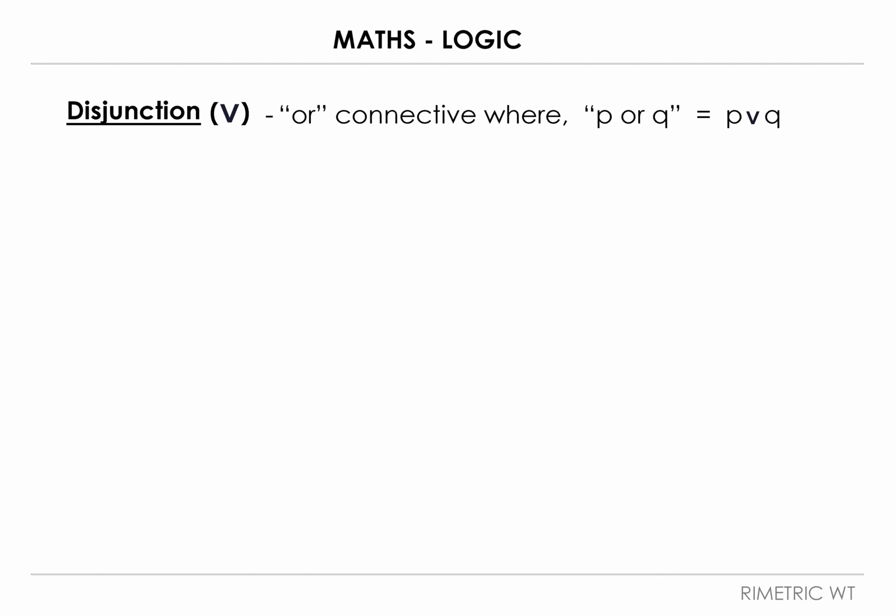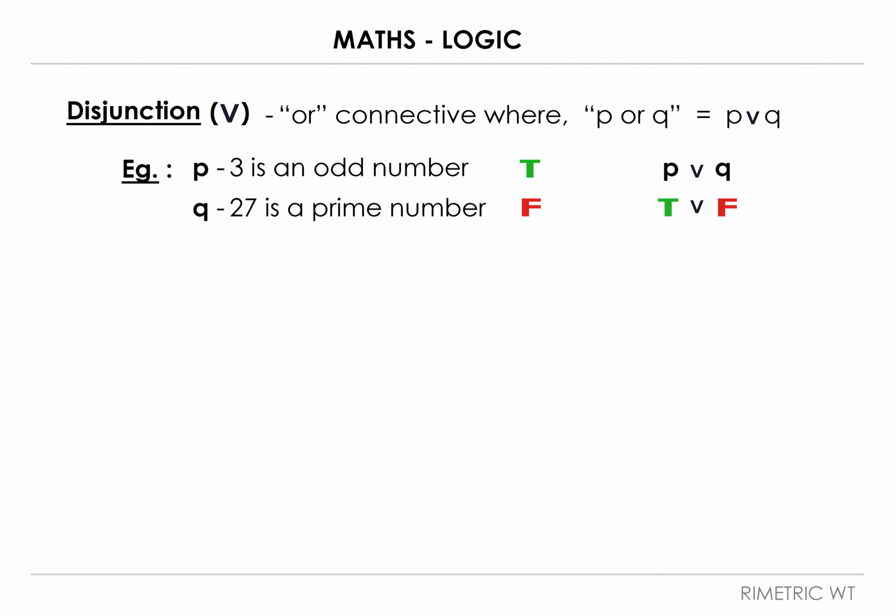This is a bit different from how we talk in real life. If someone says they will go to a football match or the cinema, they usually mean one or the other, where if one goes to one of the places, the statement will be considered true. In somewhat similar manner in math logic, a disjunction is only false if both parts are false. So 3 is an odd number or 27 is a prime number is actually true because the first part is true.